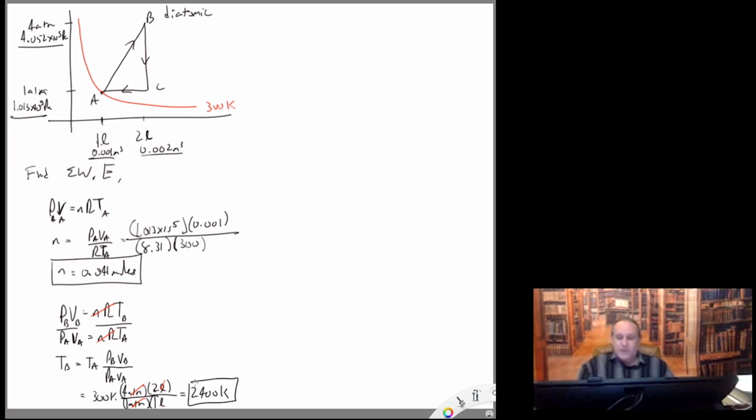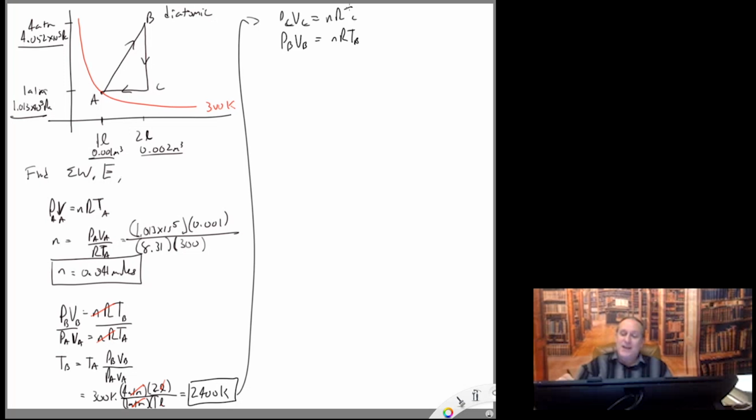And then we can do the same for TC. We're going to have PC VC equals nRTC, and PB VB equals nRTB. It doesn't matter which point I pick. I could pick PA VA instead of PB VB. It would also work. It doesn't matter.